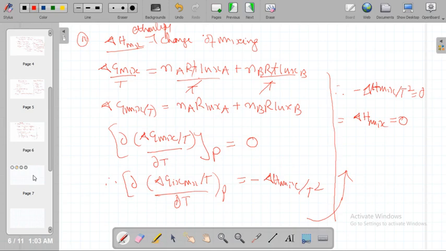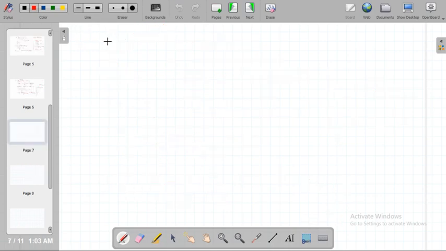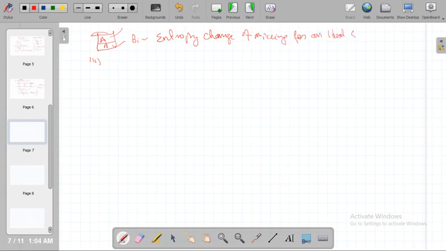But suppose you are considering the same components A and B. When the binary solution is formed, the molecules of the solid A and B become destroyed. So the randomness of the molecules also changes. It also disturbs. So this is the entropy change of mixing. Entropy change of mixing for an ideal solution.